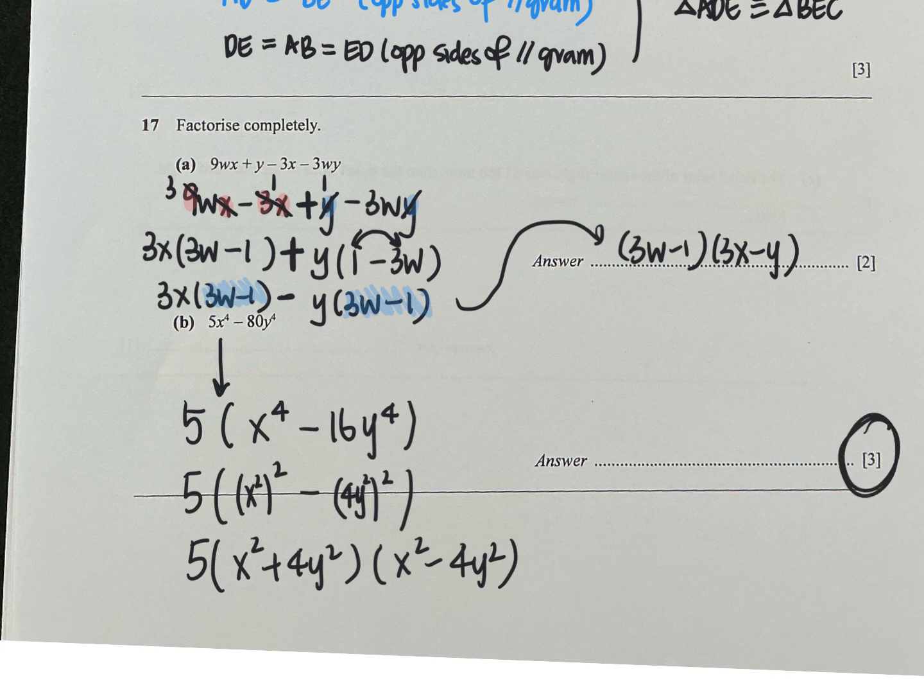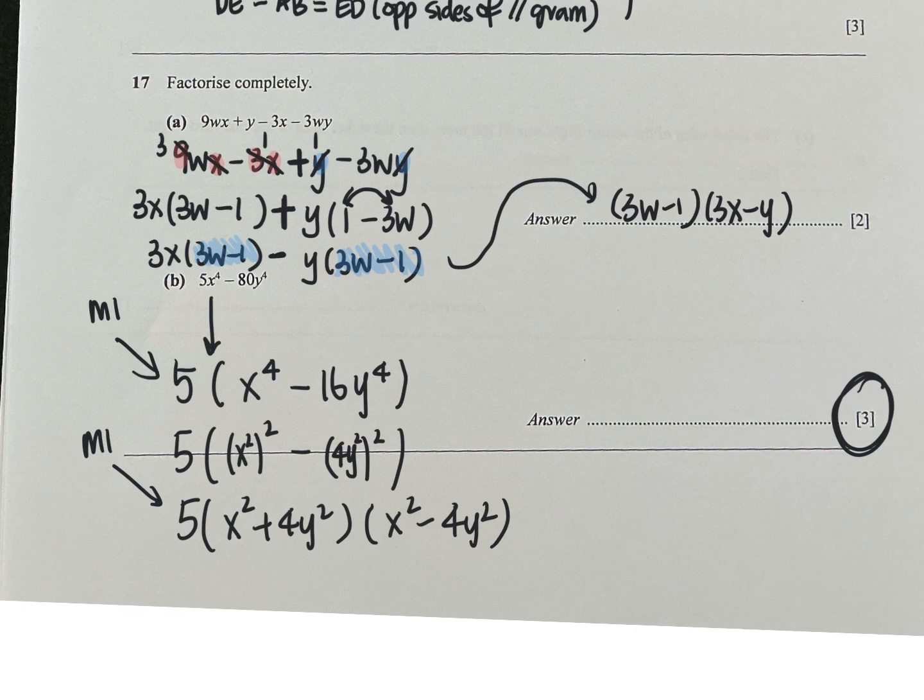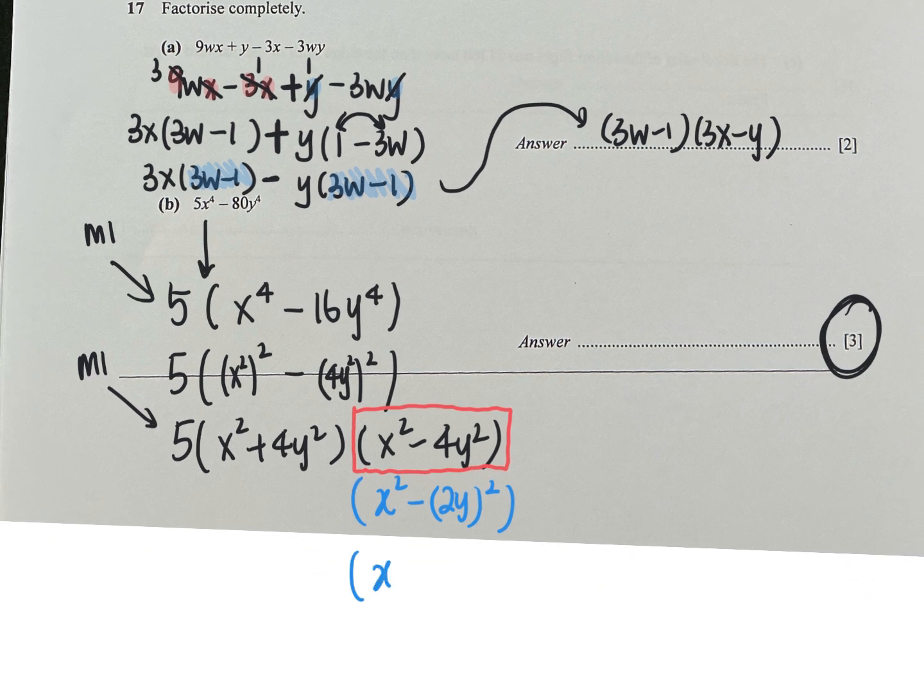But look carefully. Why would they give you 3 marks if it's 2 steps? So taking out 5 is 1 mark. Splitting into 2, another mark. Where is the last mark? Because this one can split some more. Can you see this is an x square and this is also another perfect square? So if you can see carefully, this one I can write like that. So this one can split further into a plus b, a minus b. So if you can see this, you get all 3 marks.